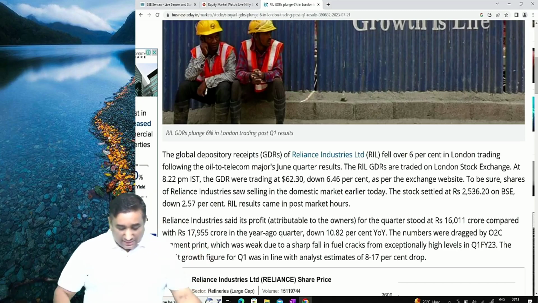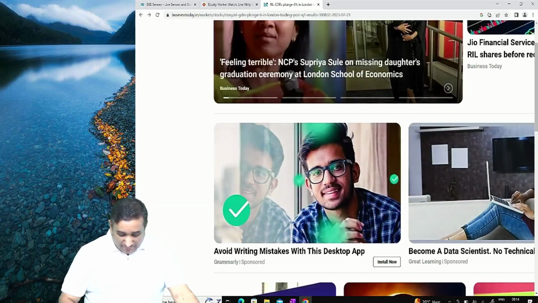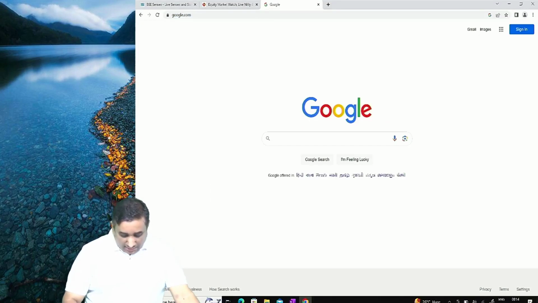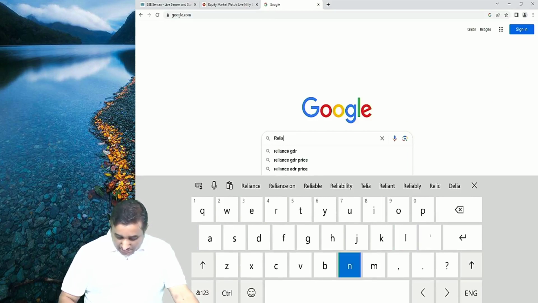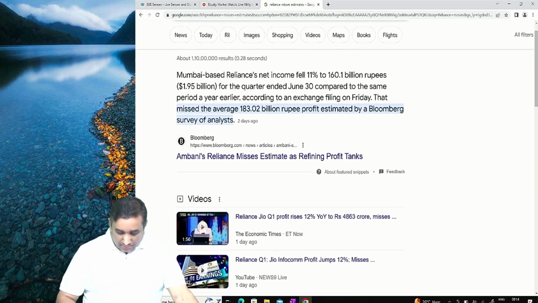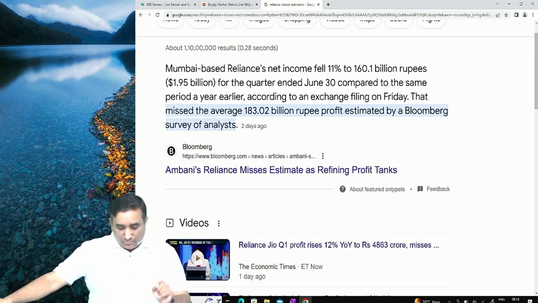So you should know, it is not that Reliance has reported a loss. Also one thing please, it's not that Reliance has reported loss. If you look at the Reliance results, they reported profit. Now look at this. Mumbai-based Reliance net income fell 11% for the quarter ended 30th June compared to the same period earlier. Comparative analysis they are doing. According to the exchange filing Friday, that missed the average profit estimate in the Bloomberg survey of analysts.